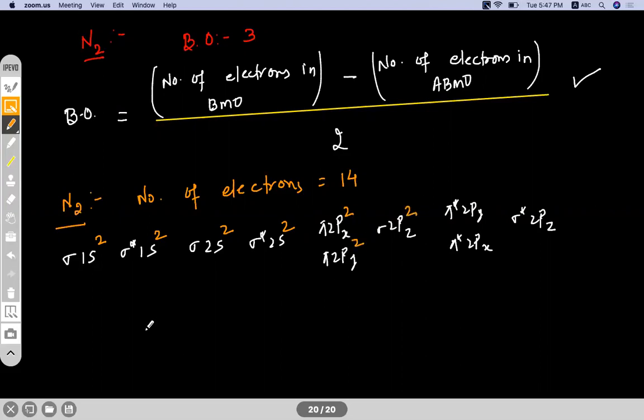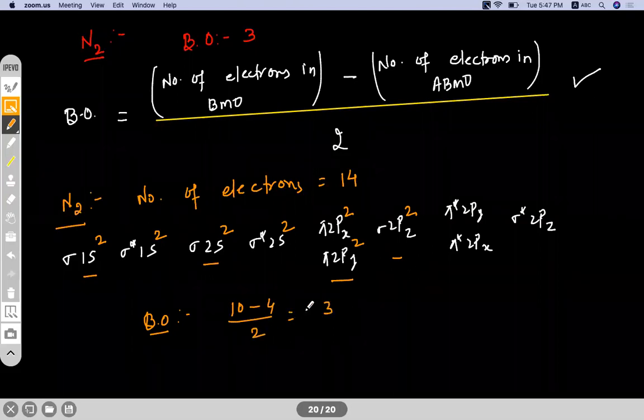Okay. So bond order is the number of electrons in bonding molecular orbitals, which is 6 plus 4, 10, minus 4, divided by 2, that is 3. Okay. That's why the bond order is 3.